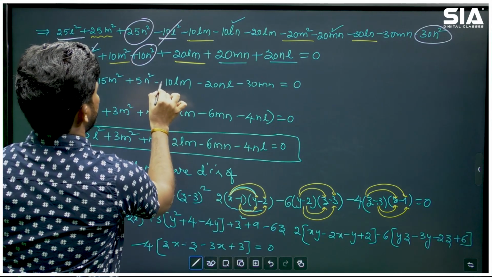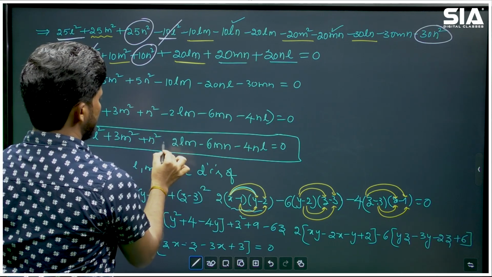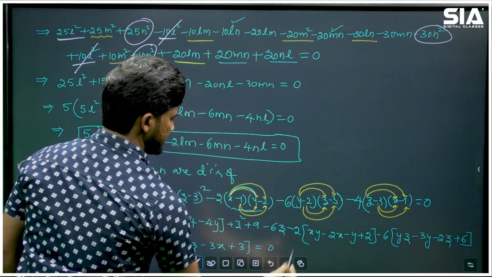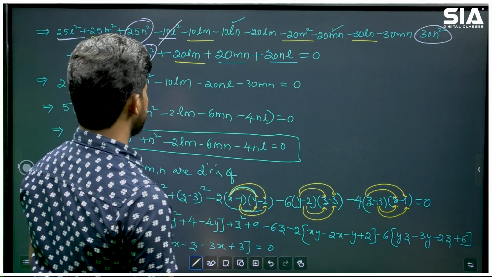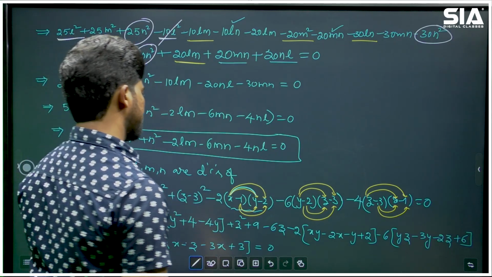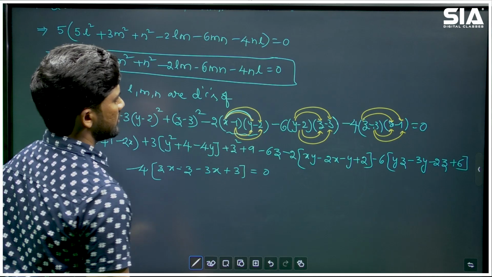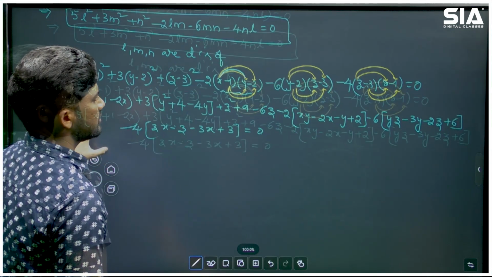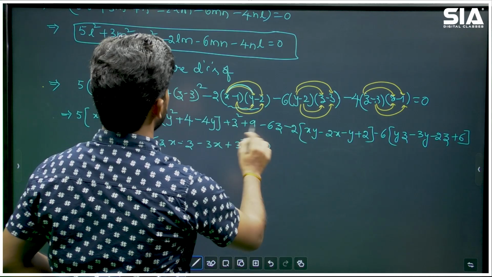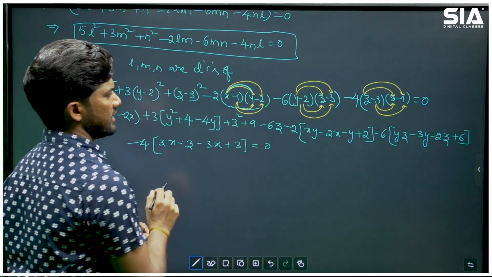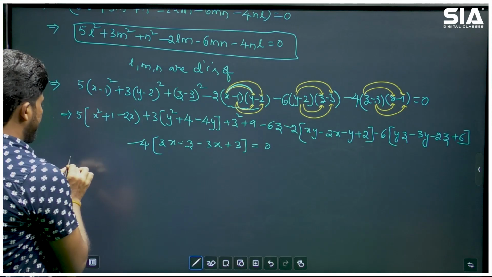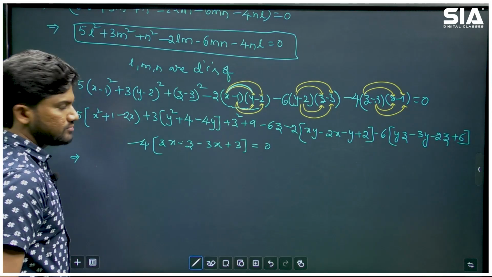So then minus 10 LM, minus 2 LM, minus 2 LM. Here also minus will come, and that's it. Okay, so now see, in continuation, I am multiplying this value. So here also after that value we'll get the minus symbol only. Minus. So now see, multiply with 5.